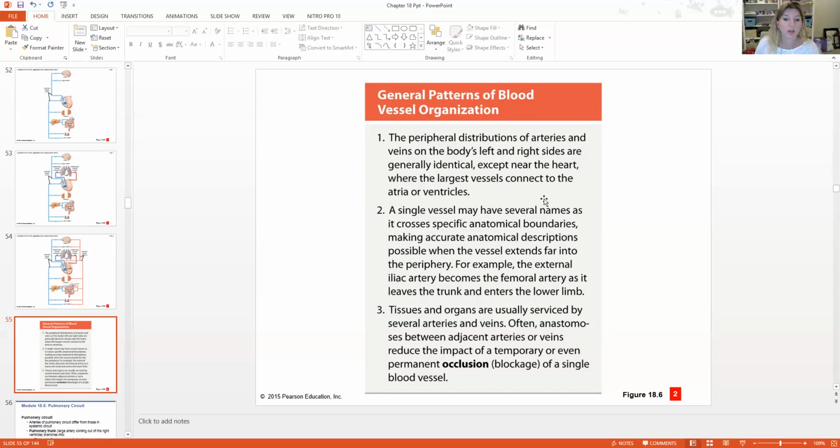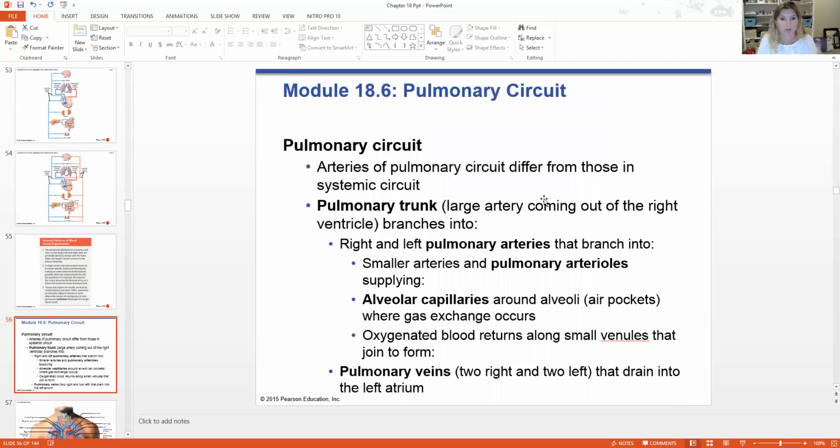Tissues and organs are generally serviced by several arteries and veins, and that's because of the anastomosis, right? We're going to make sure that the blood can get to that area no matter what, so we'll fuse some arteries together so that if one artery is blocked, the blood can still get through another artery. So any occlusions or blockages can be prevented from damaging tissue with those anastomoses. Okay, so that was just a summary.